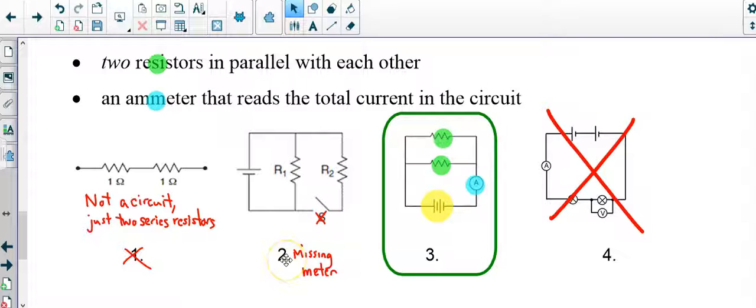Choice 2 is almost correct, but they throw in a switch and it's opened. So it's missing the meter. And choice 4 is absolutely nothing. These are not symbols for anything. Although, to give them a little credit, the voltmeter is correct and the ammeter is correct. But these two symbols right here are in series with each other, even if they were supposed to substitute for resistors. Okay, let's take a look at the next one.